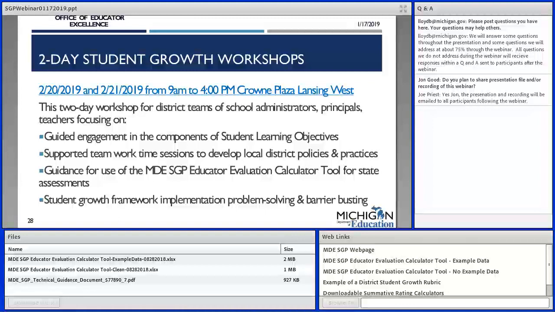Finally, we've talked a few times about the student growth workshops that we provide districts across the state. Our next set of 2-day workshops are designed for district teams of teacher leaders, building principals, and central office staff to sit around the table, hearing the same information, and work with MDE consultants such as Joe Priest and myself to develop a set of district policies and practices. There's some guided engagement and some presentation, but most of the time is teamwork time to develop these policies with MDE consultant guidance, to help guide districts through making these important decisions, knowing the strengths and limitations for all the decisions that can be made. There is also guidance for using the MDE SGP educator evaluation calculator tool and other tools as well. So it's a good 2 days.